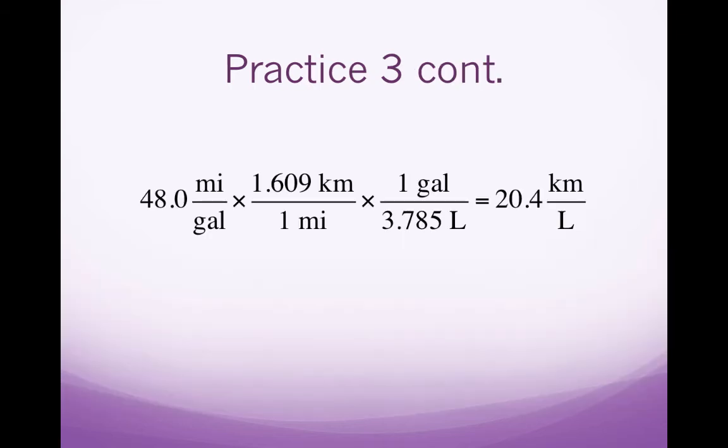Okay, so here we go. So we know 48.0 miles per gallon. So we know 1 mile is 1.609 kilometers. We want kilometers, so that's going on top. And then we know 3.785 liters is 1 gallon. The gallon goes on top this time because we want it to cancel with this gallons on the bottom. And in our answer, we want our units to be kilometers per liter, so we want liters in the bottom in our answer. Just make sure our units cancel. So miles cancels with miles, gallons cancels with gallons, so we're left with kilometers per liter.